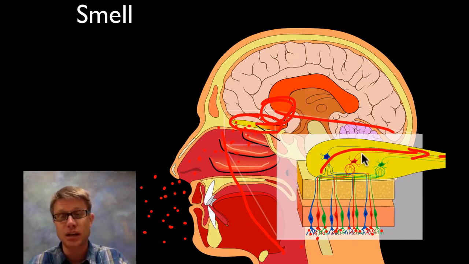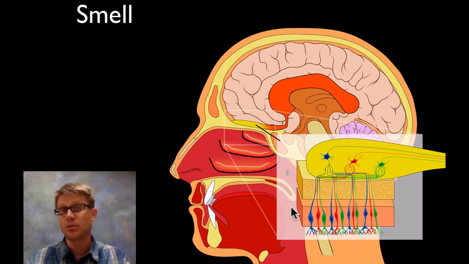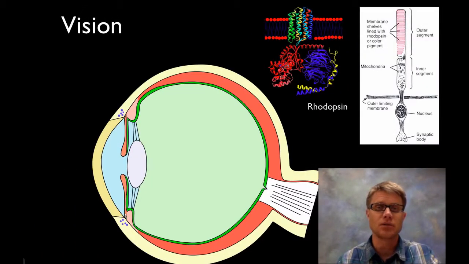Again, it's just action potentials that are being sent down the neurons that go into your brain. And if those action potentials aren't present, then you're not going to be able to smell it. But you're sensing a chemical smell. Let's go to the next one, which is vision.